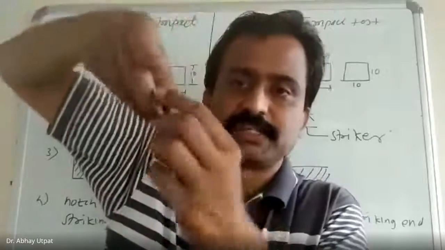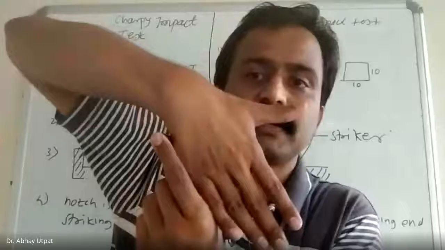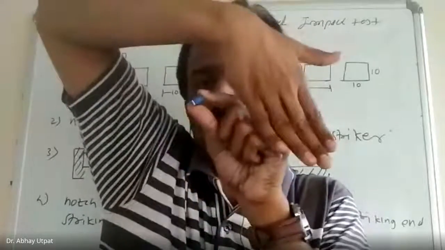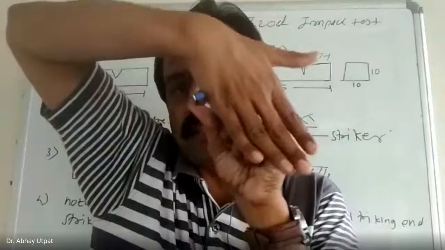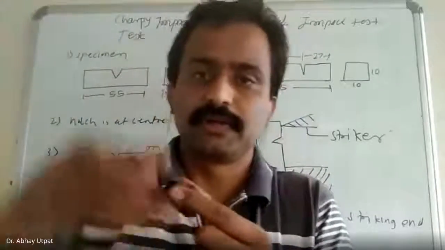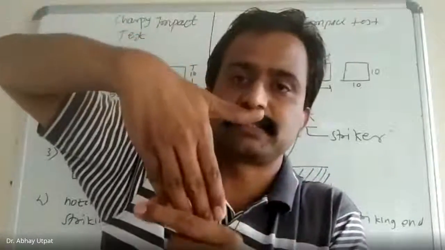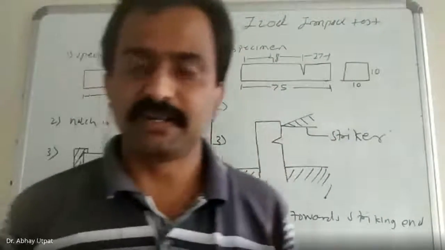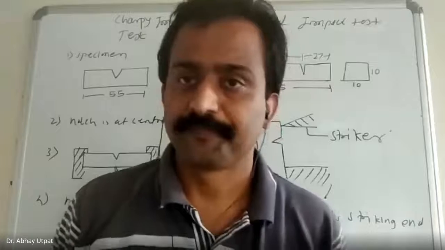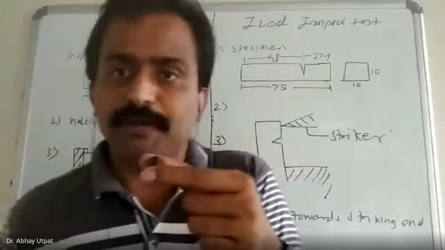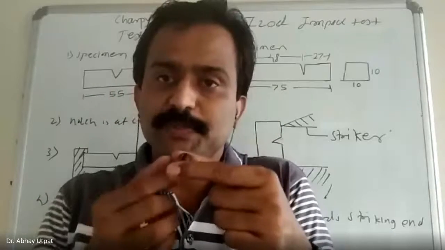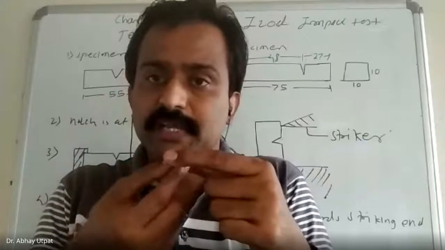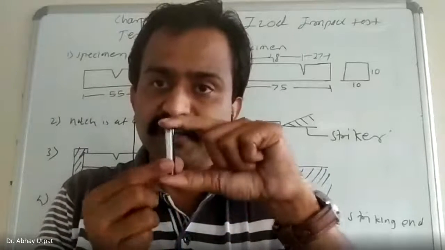So the edge of the striker is vertical in this way. So it will give impact like this. It will break and it will go up. Second condition, Izod. Specimen is not kept horizontal. Specimen size is now 75 by 10 by 10. It is kept vertical. See here in this way.